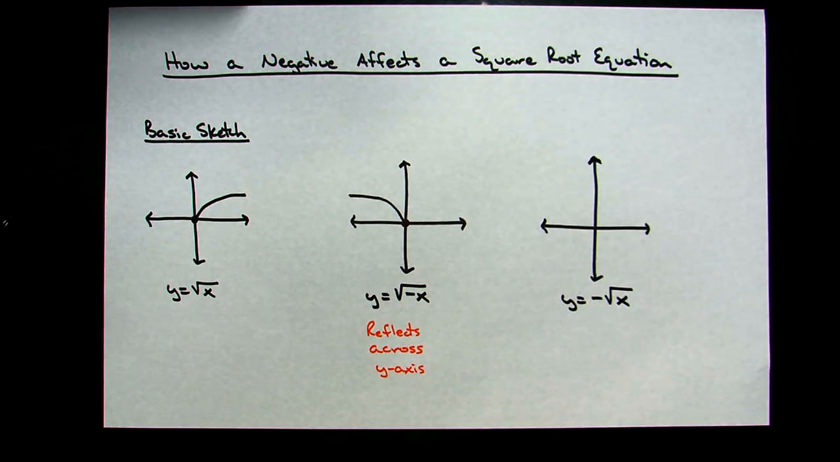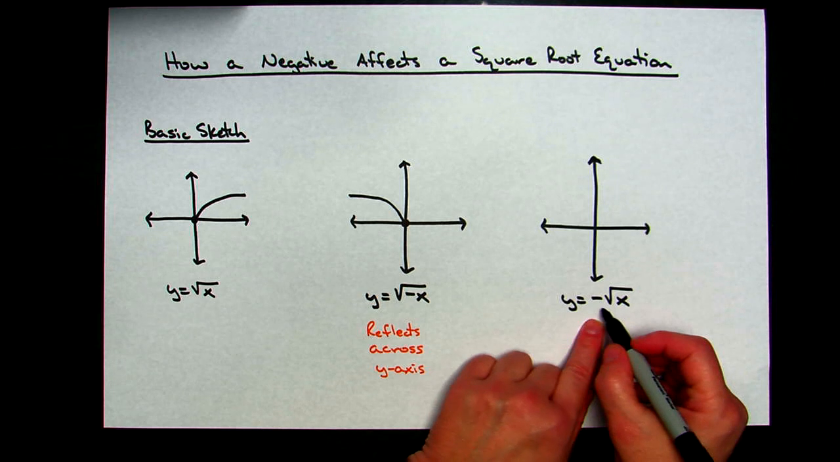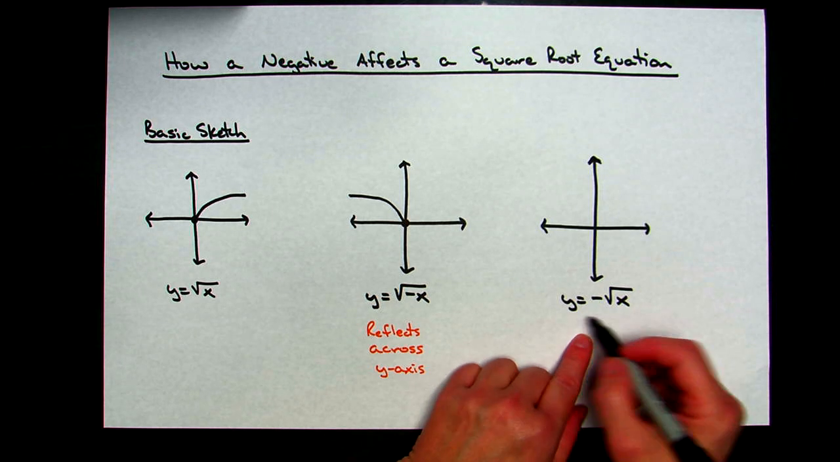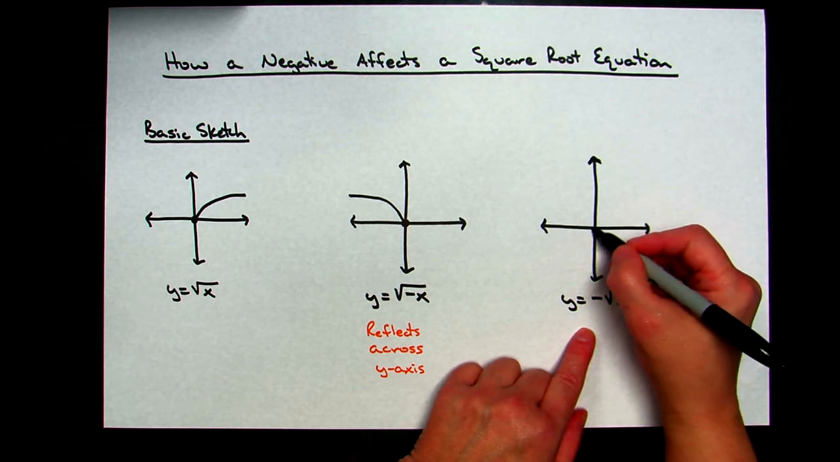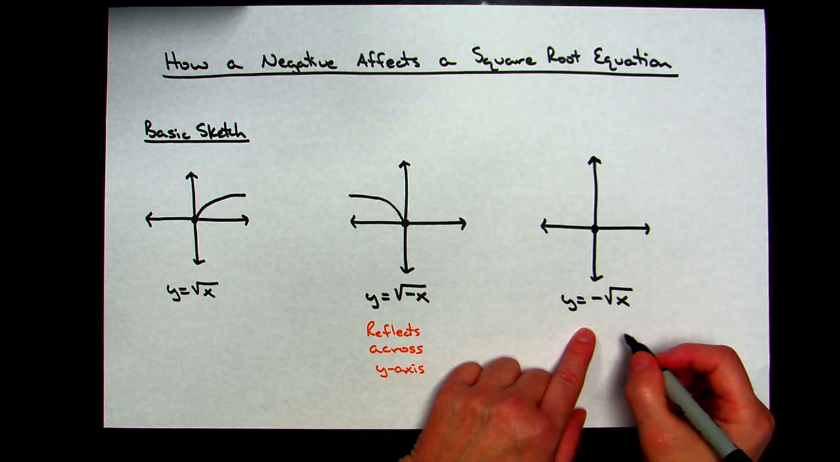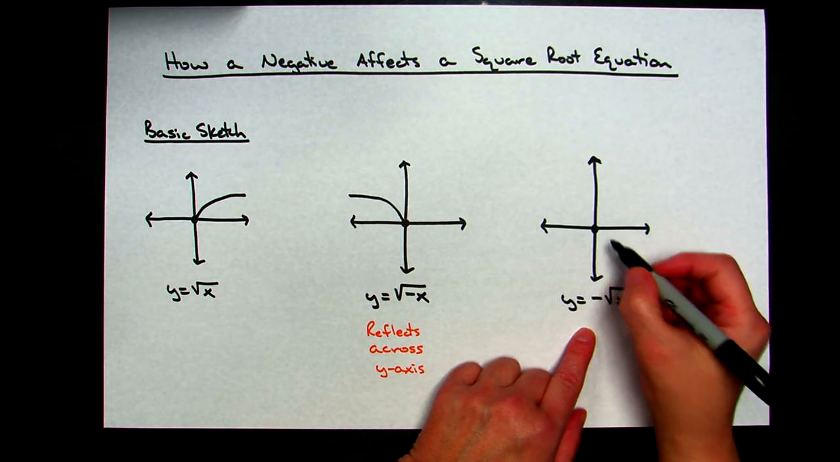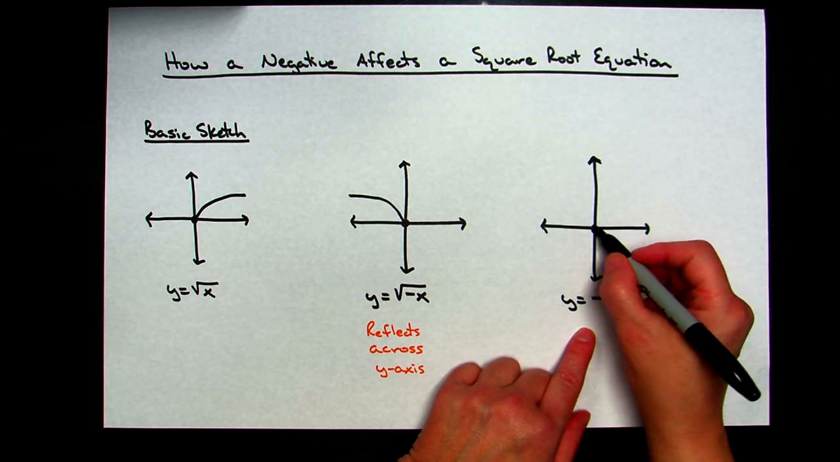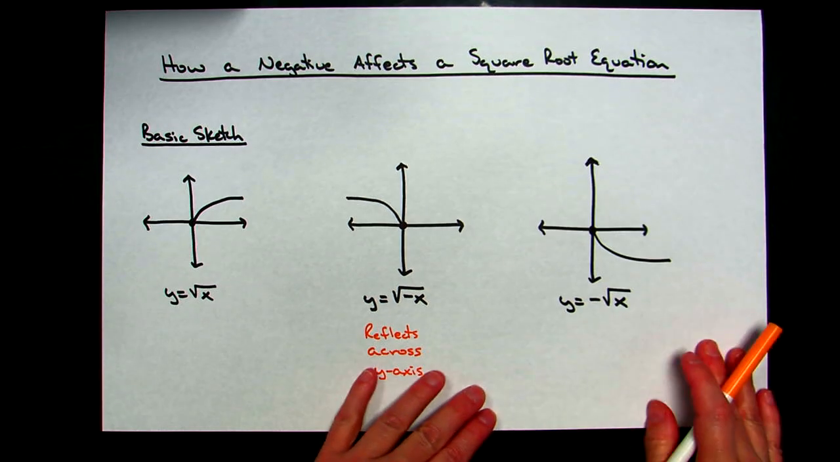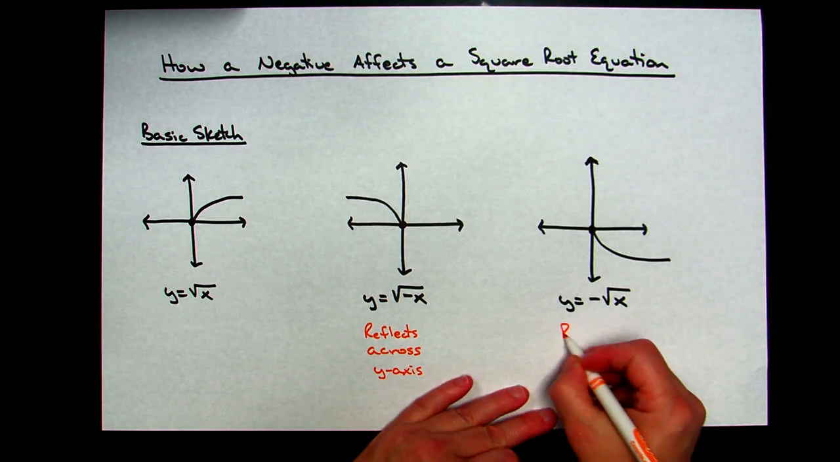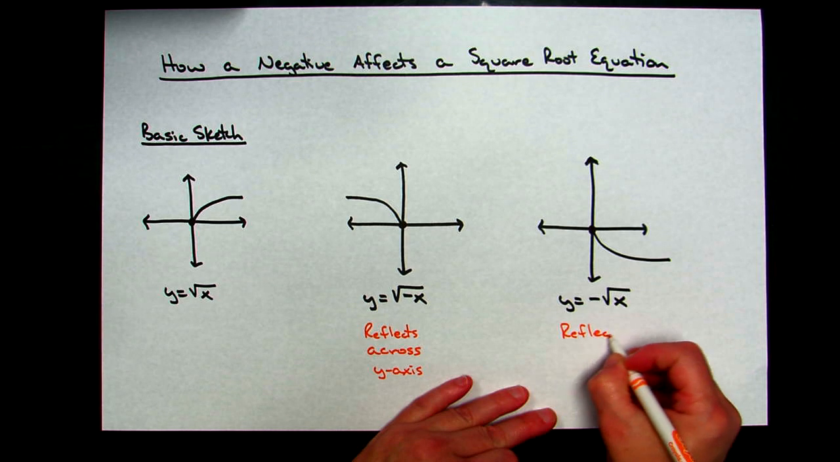Now let's suppose that I had a negative out in front of just my basic equation. Again, I know it starts at 0, 0 because I'm not translating any of these three equations. What that's going to do is make the graph reflect across the x-axis. So again, let's go ahead and record that. Reflects across x-axis.